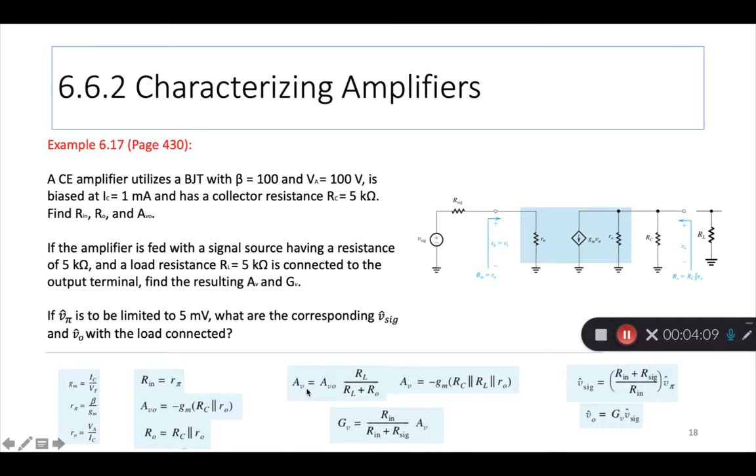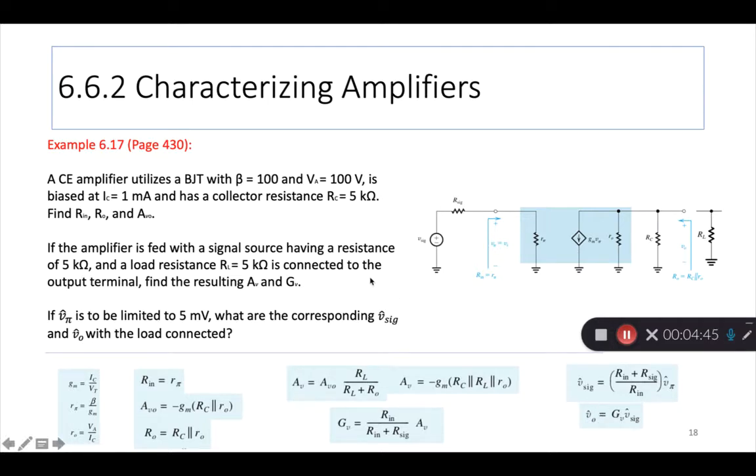Then you can find the gain, voltage gain with the load resistor in place with these formulas, and then you can find the overall gain, which is the output voltage divided by the signal voltage, using this formula. Lastly, if a voltage is given here, then what will be the corresponding voltage? It's like the reverse of the voltage divider formula, which is what is used here. And once you know the V signal, the V output can be found.